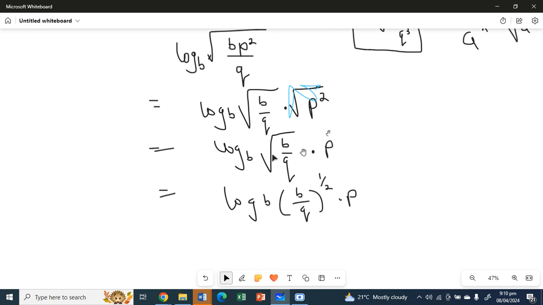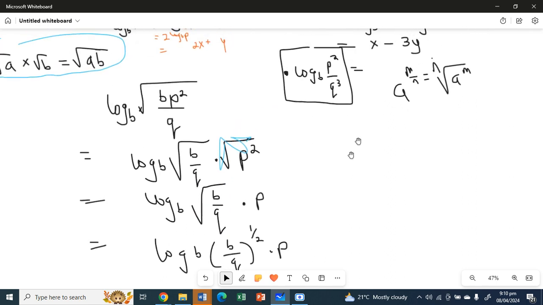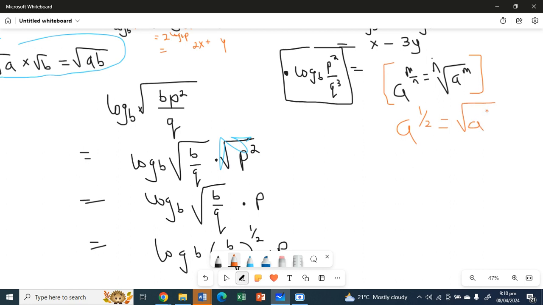Then, to get rid of this remaining radical, as I said, this law from indices will help you get rid of the square root. For example, a to the power 1 over 2 is the same as the square root of a to the power 1. Yes?